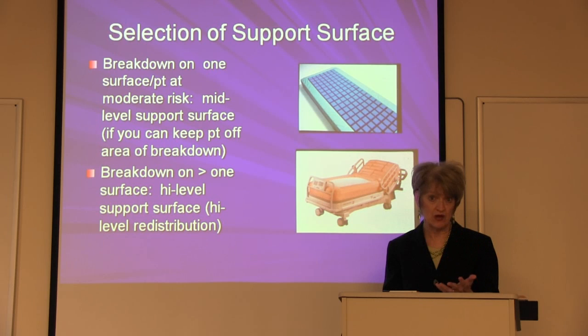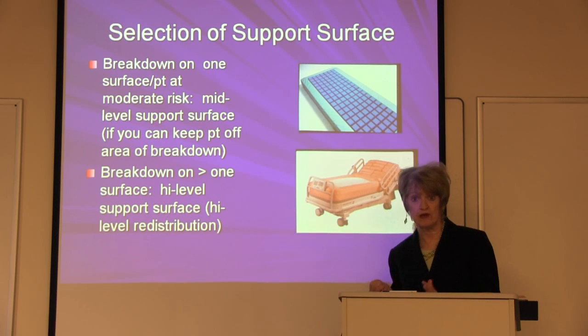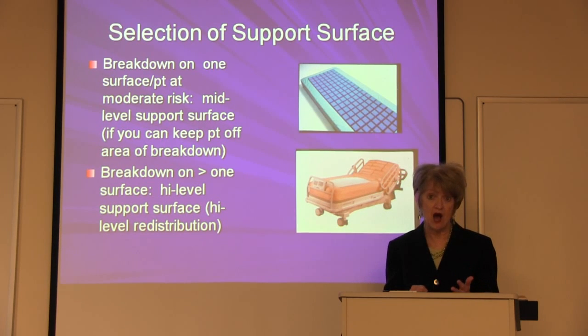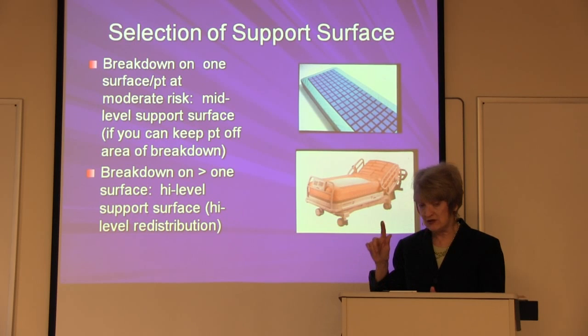So if I have sacrococcygeal breakdown, but you can turn me right to left and keep me off of the coccyx, and I'm at moderate risk and I don't have any other particular needs, you can manage me on a mid-level surface. I want to point out in parentheses, if you can keep the patient off the area of breakdown.